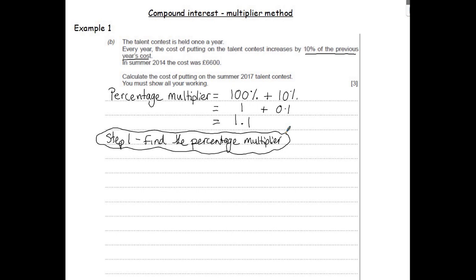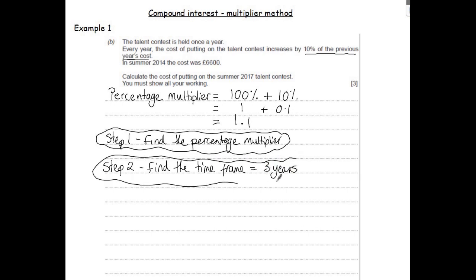Okay, step 2 then. You need to know what the time frame is. For this, it is starting in 2014 and then it's ending in 2017. That's when you want to find the cost. So step 2, find the time frame. In this case, 3 years.